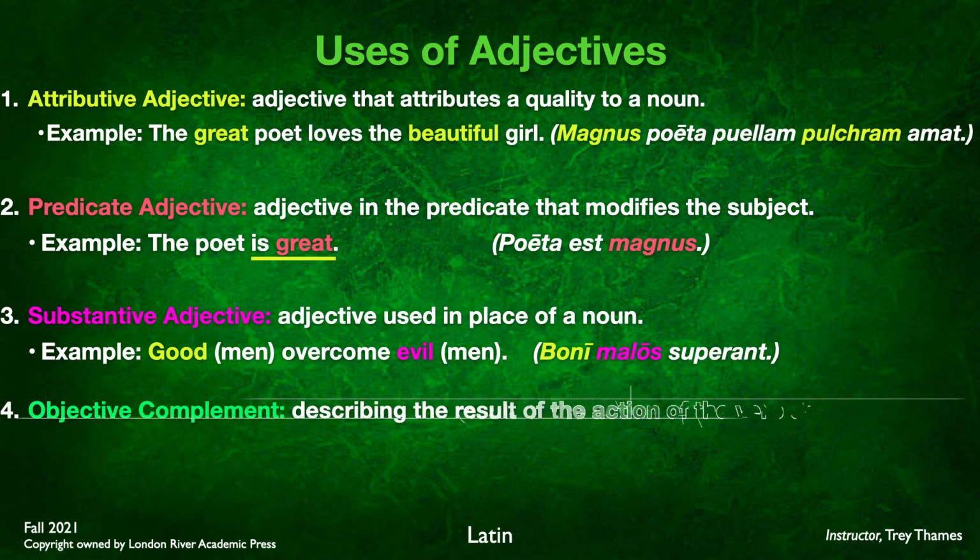Now, the final category of adjective uses is going to be new to you. Let's walk through it here. This is called the objective complement. This describes the result of the action of the verb on the direct object.